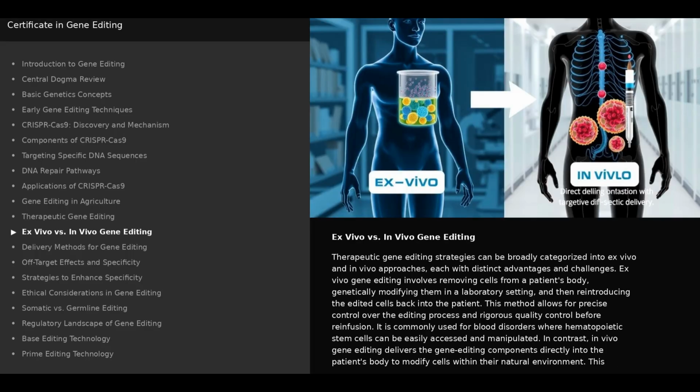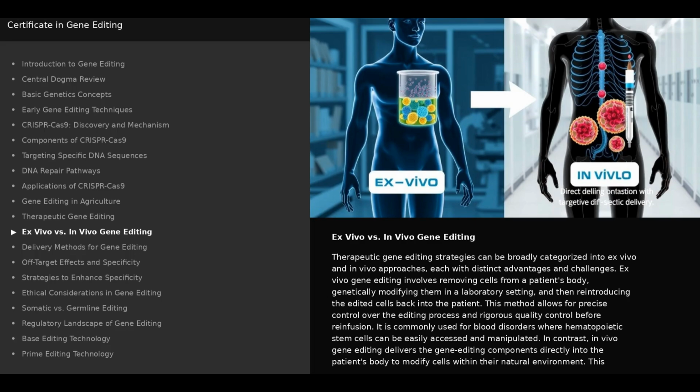Ex vivo versus in vivo gene editing. Therapeutic gene editing strategies can be broadly categorized into ex vivo and in vivo approaches, each with distinct advantages and challenges. Ex vivo gene editing involves removing cells from a patient's body, genetically modifying them in a laboratory setting, and then reintroducing the edited cells back into the patient.